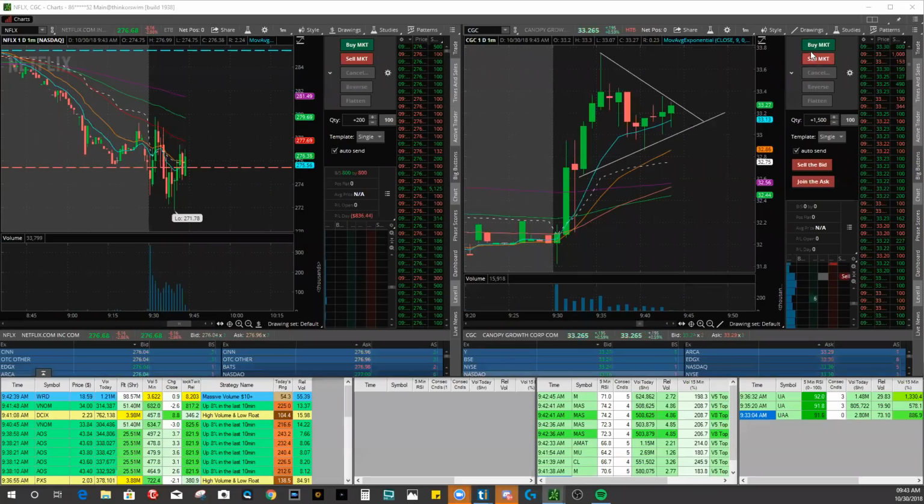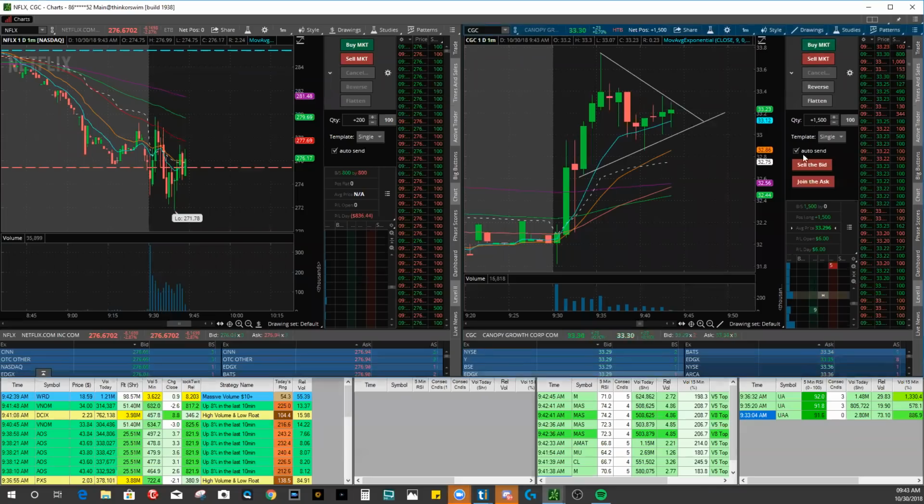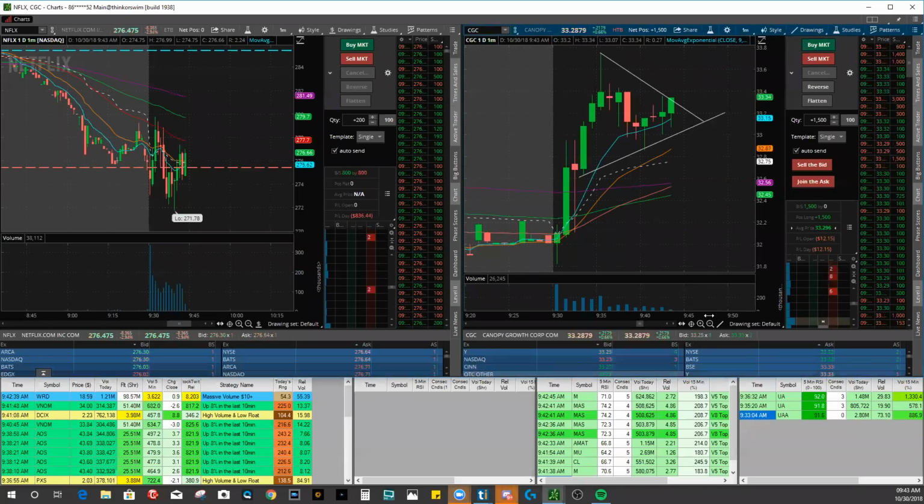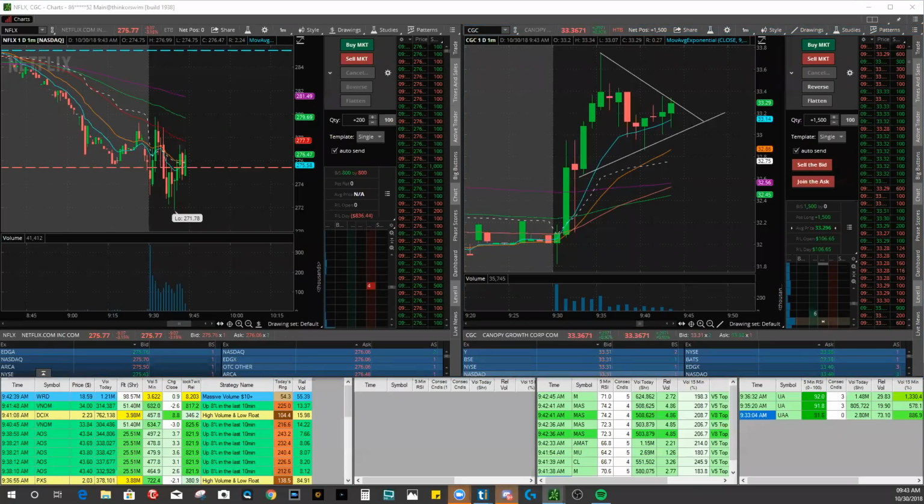All right, guys, watching CGC long here. All right, so I just hopped in long CGC. I'm in 1,500 shares long on CGC. Looks pretty bullish here, pretty strong. Market's also turning a little bit green right now. So currently holding long on CGC.